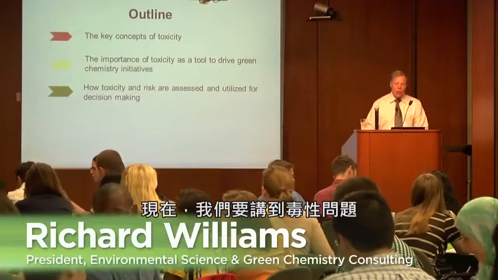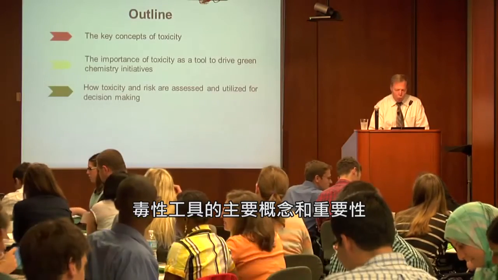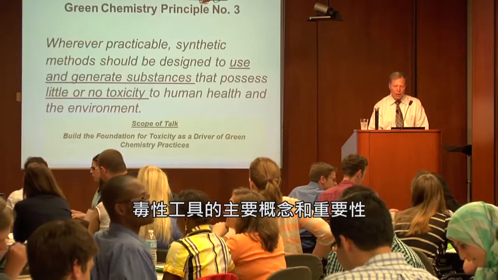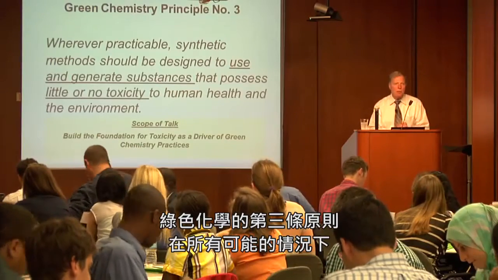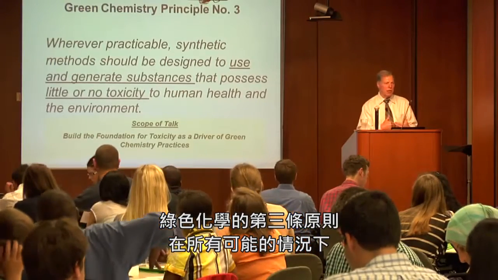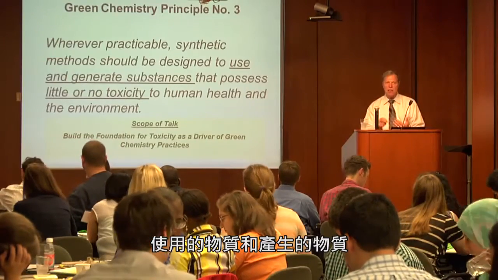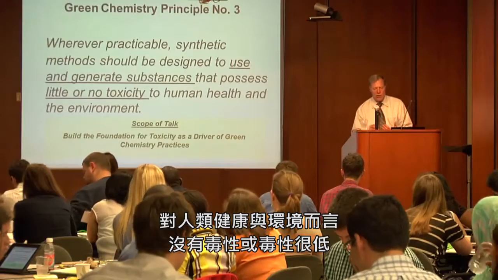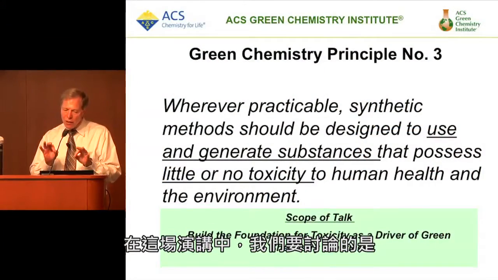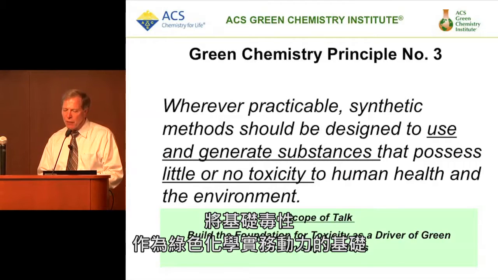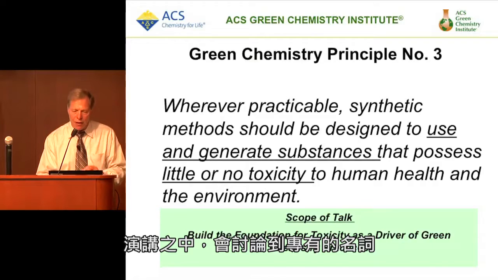All right, now we're going to talk about toxicology. So key concepts, importance of toxicology as a tool, and how toxicity is assessed with an example. Green chemistry principle number 3: whenever practicable, synthetic methods should be designed to use and generate substances that possess little or no toxicity to human health and the environment. What we want to do in this talk is talk about the foundation for toxicity as a driver of green chemistry practices. This talk is going to be about toxicology.